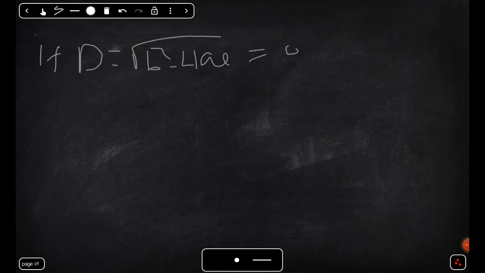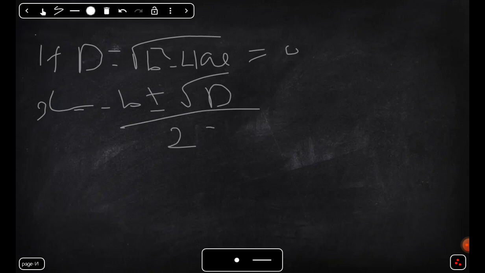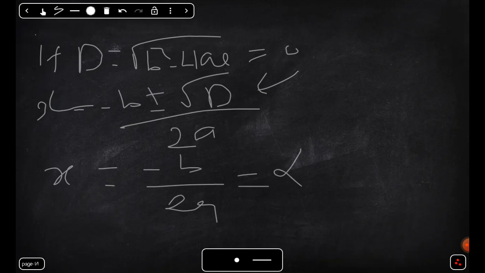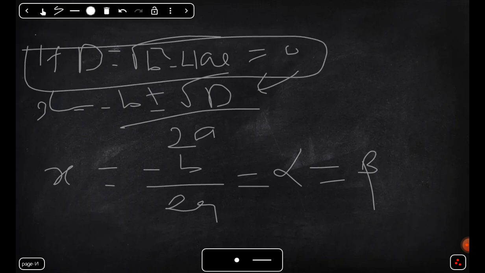Now we notice that if the discriminant d, which is b squared minus 4ac, is equal to 0, then what happens? The root of that quadratic equation, x equal to minus b plus or minus root of d over 2a, now if d goes to 0, it simply means that x is equal to minus b over 2a, which is equal to both alpha and beta. Do you see that? So that is when the discriminant is equal to 0.